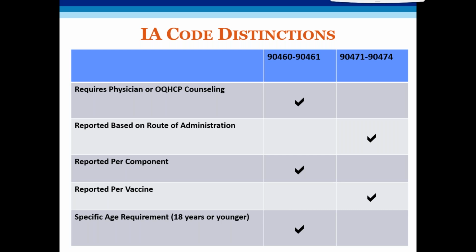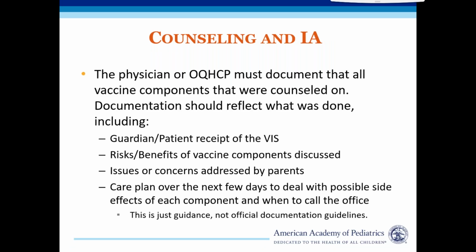So in looking between the two and when to decide when to use which category of codes, remember your 90460 and 90461 requires counseling. It's reported per component and has a specific age requirement, 18 years or younger. The 90471 is reported based on route of administration, which we've already talked about, the intranasal, oral versus the injectable, and reported per vaccine, not per component. So even if it's a DTaP, if it's an MMRV, doesn't matter. It's one code for that entire vaccine when we're reporting our 90471 through 90474 series.